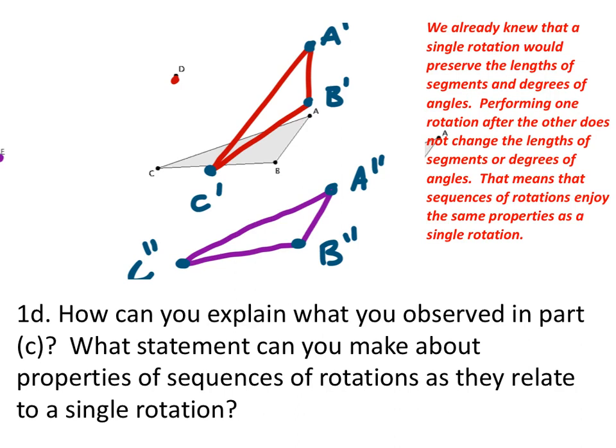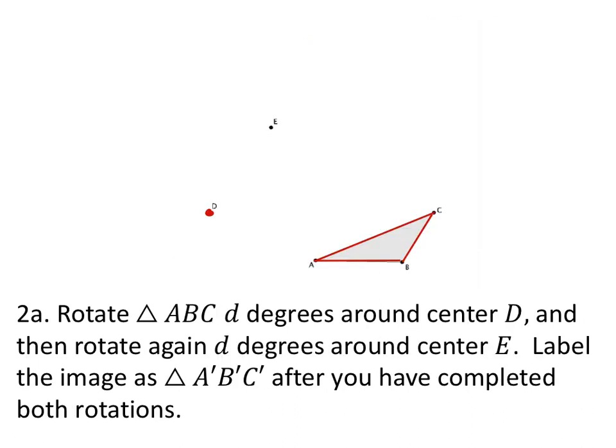Well, we already knew that a single rotation is rigid motion, so if we do it twice or 3 or 4 times or more, it's going to keep things the same, angles and lengths. So it's not going to change the length or the size of anything. All right, so we're rotating this around D counterclockwise. Let's see if it'll let me do it. There we go.